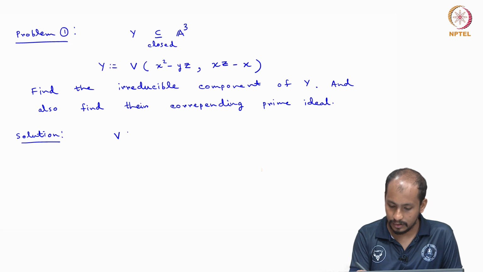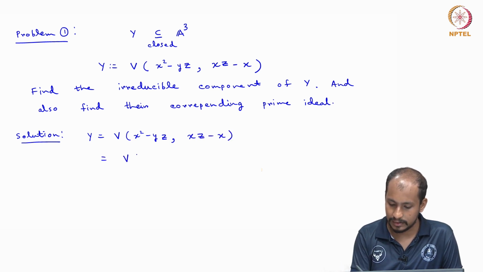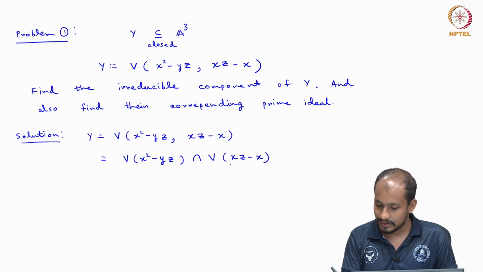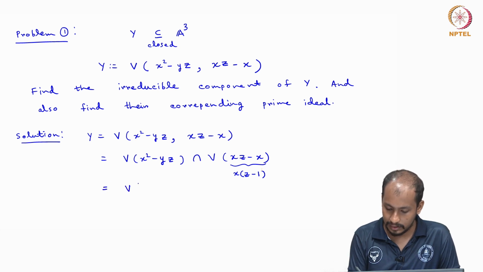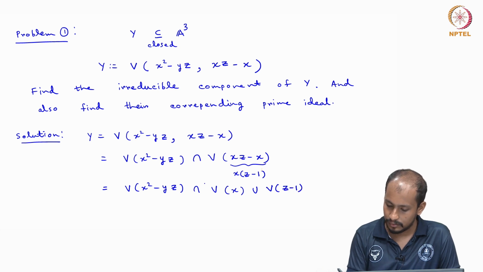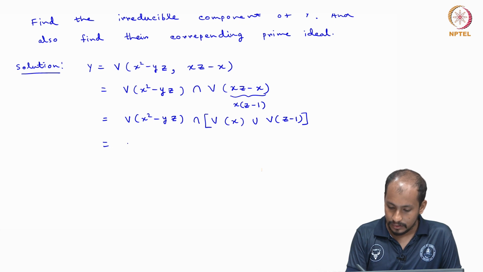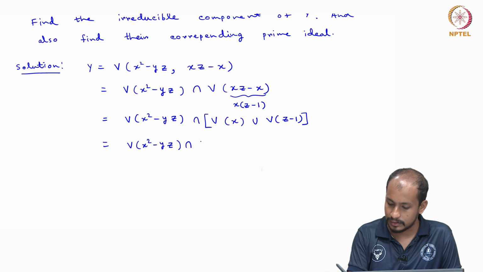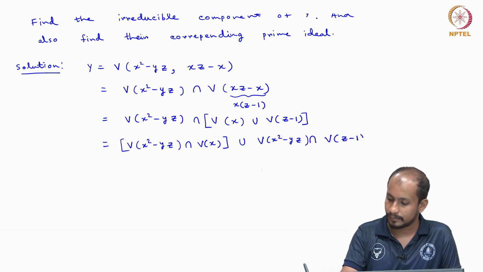First observe that V(Y) equals V(x squared minus yz, xz minus x). So we can write this as V(x squared minus yz) intersection V(xz minus x), right? Now this xz minus x we can factorize, so x times (z minus 1). So we can write this as the intersection of V(x) union V(z minus 1). Okay. So this is what we have. Now we will use the distributivity property. So this will be V(x squared minus yz) intersection V(x), union V(x squared minus yz) intersection V(z minus 1). So we have this.